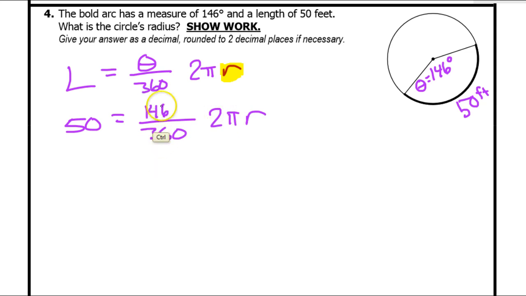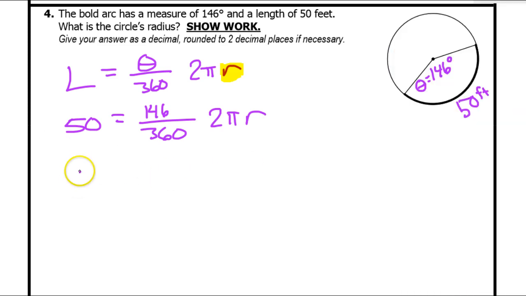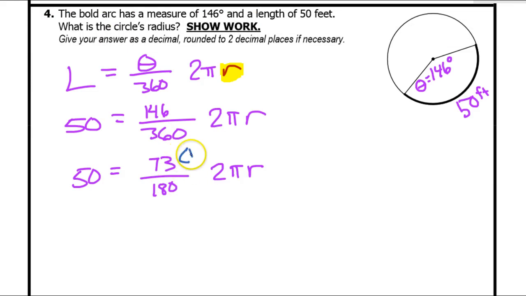I like to reduce these fractions when they occur. So 146 over 360. Okay, that didn't reduce very much, 73 over 180, but I'll still take it. So this gives me 50 is equal to 73 over 180, and then I've still got times 2 pi r. So next I would multiply both sides by 180 in order to get rid of this denominator.